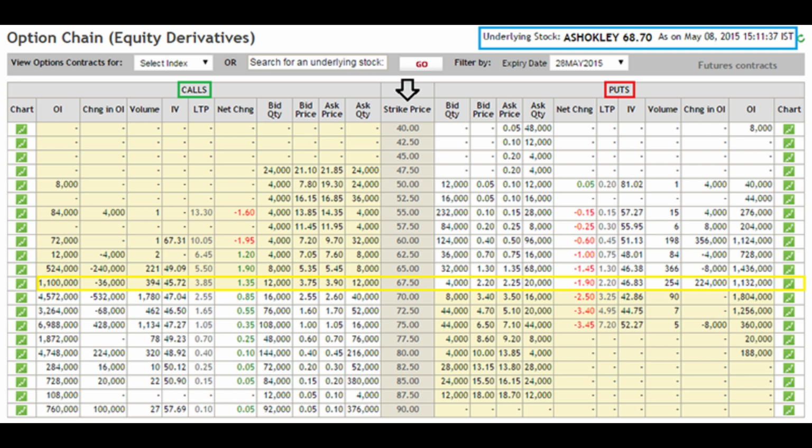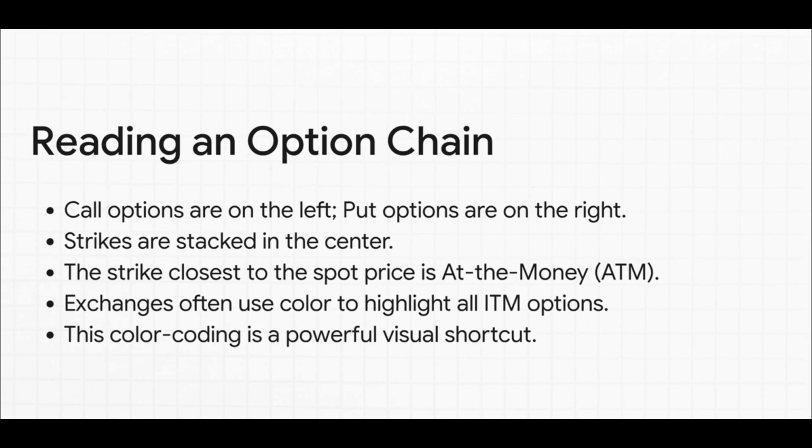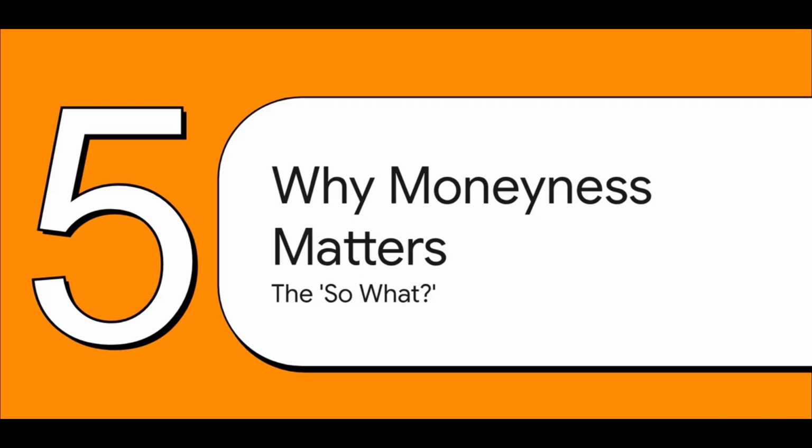For calls on the left, you can see it's the strikes below the ATM strike. For puts on the right, it's the strikes above. It's designed to make spotting the ITM options almost instantaneous. So, okay, we can define all this, we can read it on an option chain, but why? Why does it matter? What is the actual so what for you and your trading decisions?